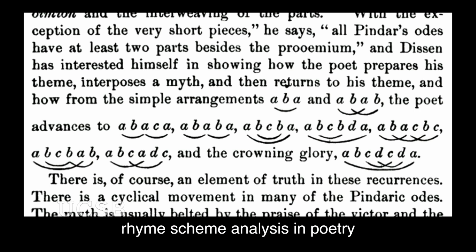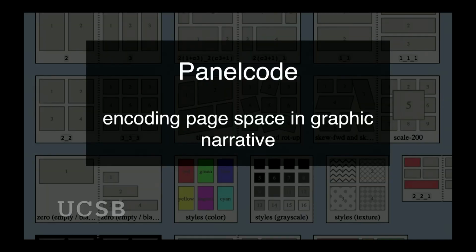Our second example, rhyme scheme analysis in poetry. We may be very familiar with ABAB, BABACDD, etc., which then gives us different structures which we might name. That's a sonnet, we'd say. Not based on anything it's about, but purely based on its structure, right? So I'm going to start with one of two projects.